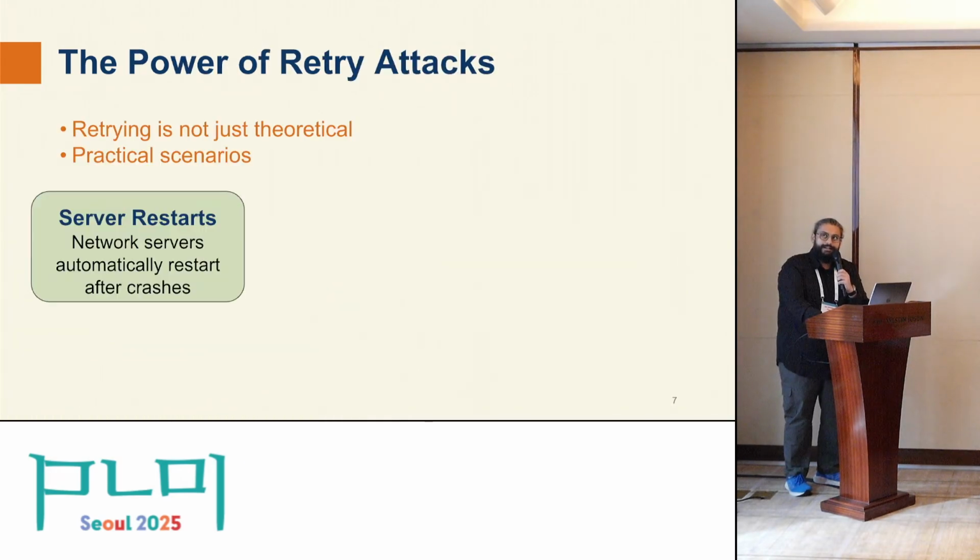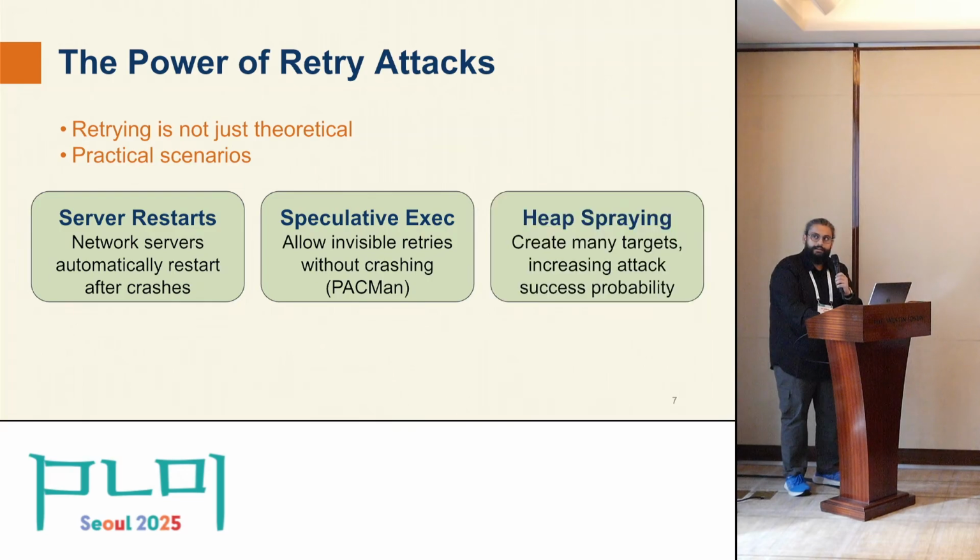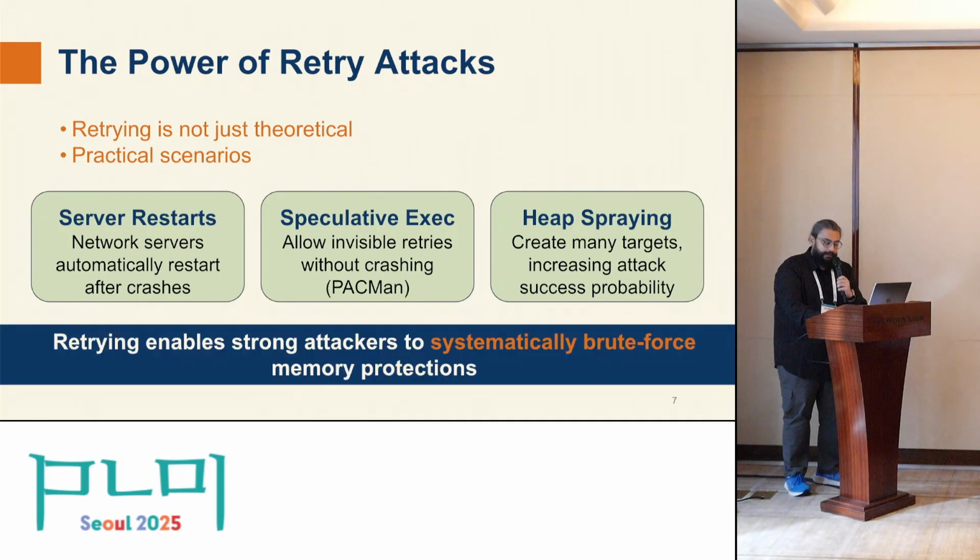The power of retry attacks is not just theoretical. Network servers are often configured to maintain high availability, and that's why they restart after a crash, giving an attacker a new attack attempt. Speculative execution attacks in practicality allow invisible number of retries without crashing. And then there is a technique of heap spraying where an attacker creates many objects, hoping that one of them will land on the targeted object. The point is, retrying enables strong attackers to systematically brute force defenses.